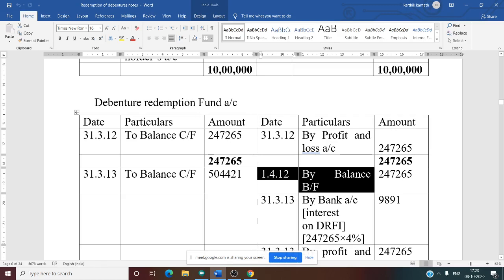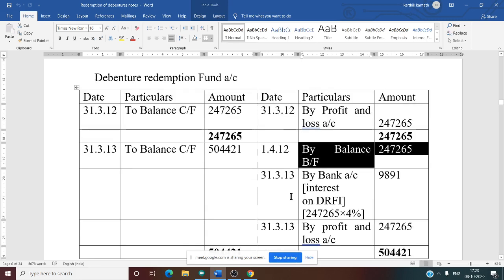See this. Now, on 1-4-2012, next year, the previous year balance is brought forward. That is 2,47,265, previous year balance brought forward. Okay. Now after bringing forward the previous year balance, the next thing we need to do is calculate the interest. How to calculate the interest? What is the journal entry for calculation of interest?